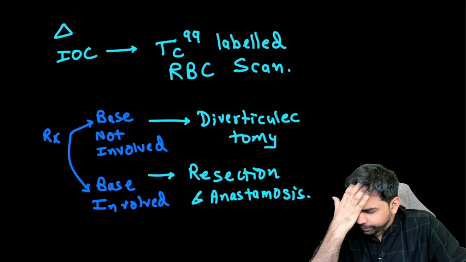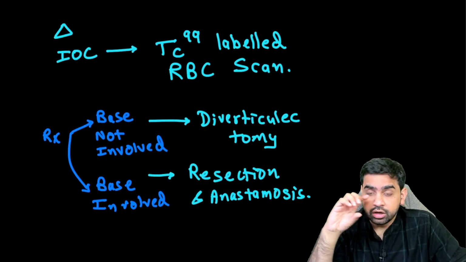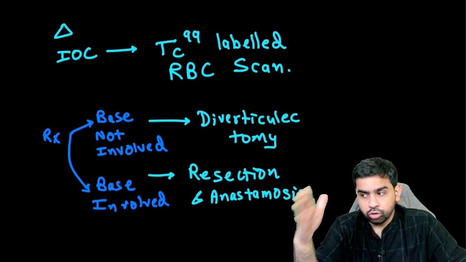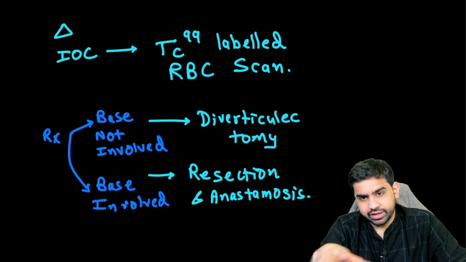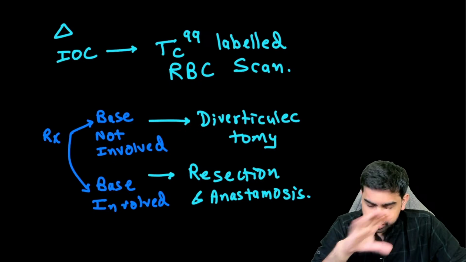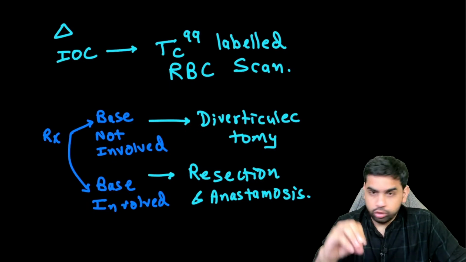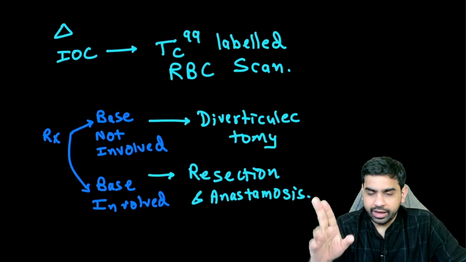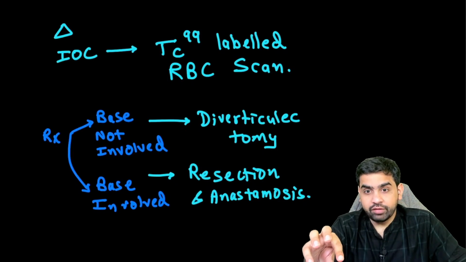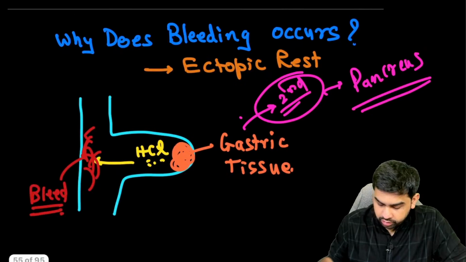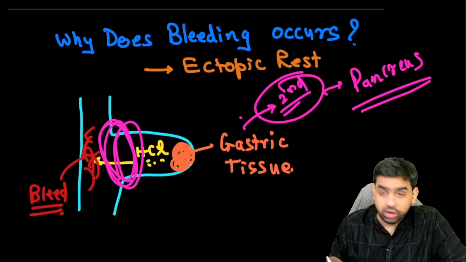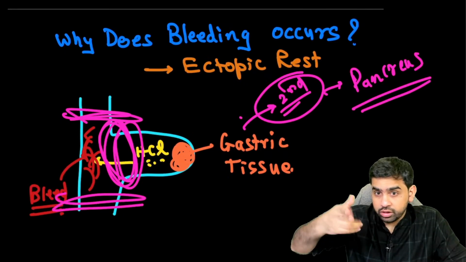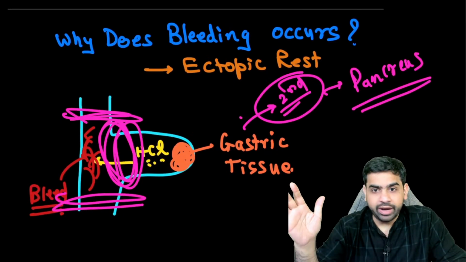Okay, now for the management, what you need to understand is you have to look at the language of the options, because Love and Bailey and Sebastian say different things. There is a consensus that if there is ectopic tissue, definitely you have to perform an excision. If the base of the diverticulum is involved, then you cannot perform just a diverticulectomy. Then you'll have to perform a resection anastomosis. You have to resect that intestine and then perform an anastomosis.